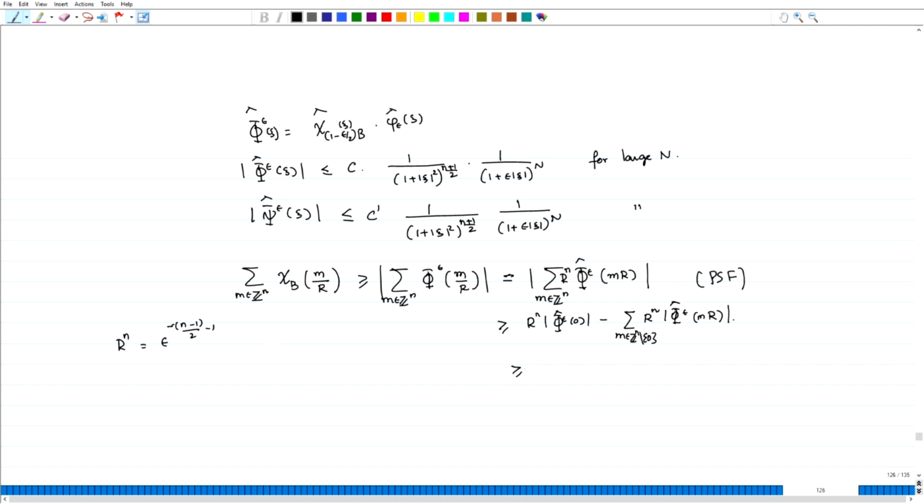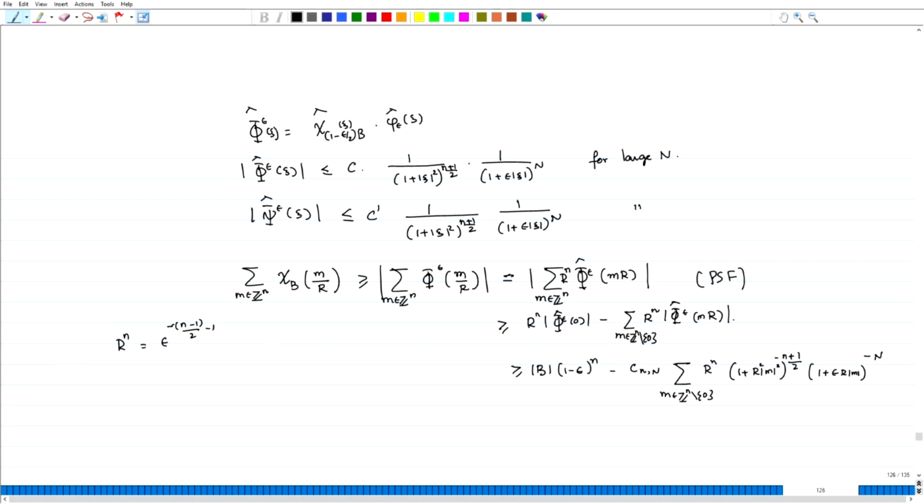So, this can be the volume of the ball B into 1 minus epsilon to the power n, and this minus some constant, you will get from the decay property of phi epsilon, the sum over m in Z^n minus 0 of r to the power n times 1 plus r mod m squared to the power minus n plus 1 by 2, into 1 plus epsilon r mod m to the power minus n.